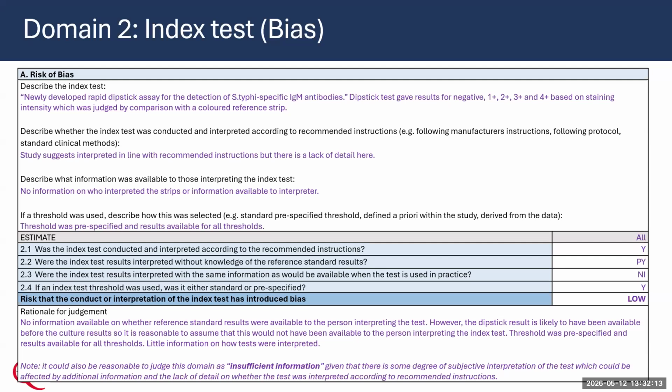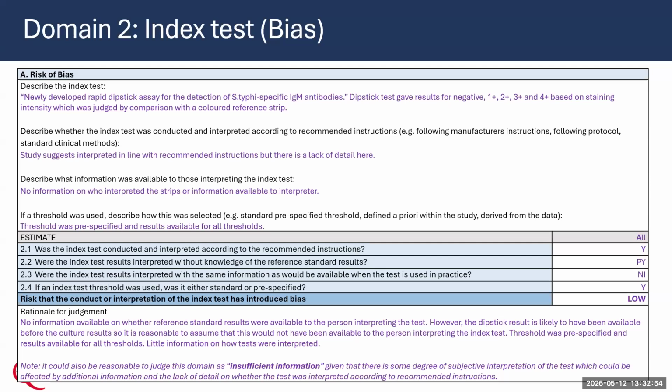So we've got no information available on whether the reference standard results were available to the person interpreting the test, but the dipstick result is likely to be available before the culture results. Threshold was pre-specified, little information on how tests were interpreted. We have put a note saying it could be reasonable to judge the domain as insufficient information because there is some degree of subjectivity in interpreting the test, because it's based on staining and referring to a coloured strip. So you could theoretically think that might be influenced by external information. So it's a bit of a judgment here as to whether you think that's a problem or not.